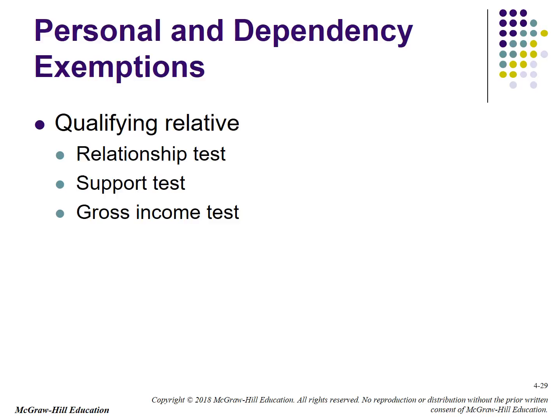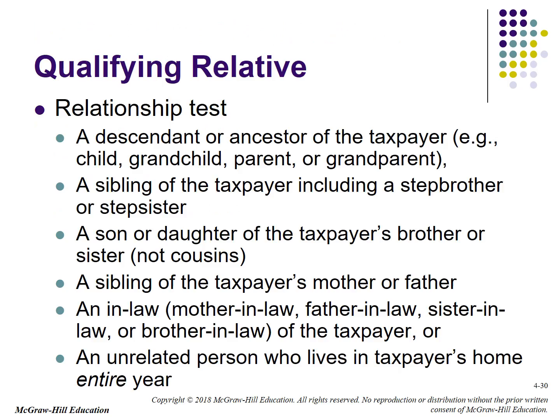And if the potential dependent is married, they don't file a joint return with their spouse unless it's to receive all of the income taxes they paid in back. Meet those first two tests. Now let's look at three more tests. If they meet these three more tests, you have a dependency exemption taxpayer. Relationship test, support test, and gross income test.